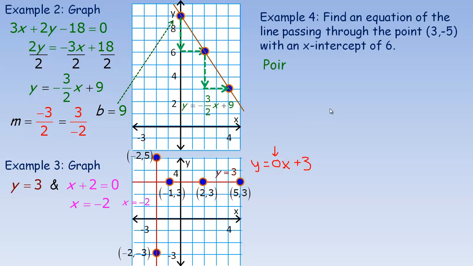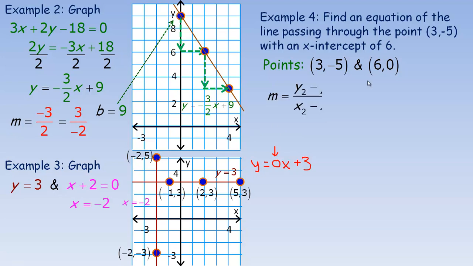Example number 4 here, we're asked to find the equation of the line passing through the point (3, -5) and with an x-intercept of 6. Well, that's the one point we're given. If the x-intercept is at 6, the coordinates of that point would be (6, 0). So even though you're not told it explicitly, that would actually be the point (6, 0), because it's on the x-axis, so the y value would be 0.